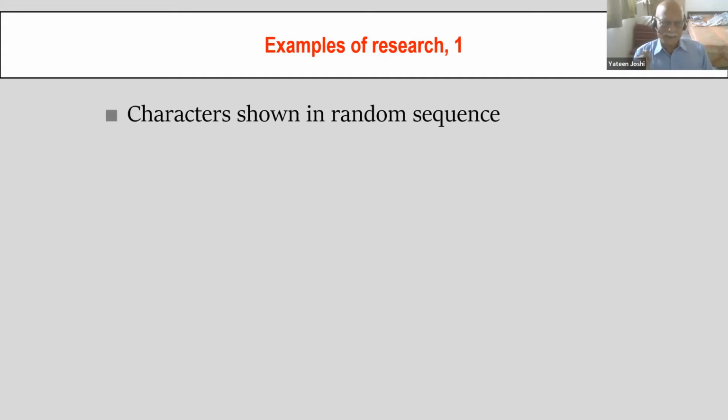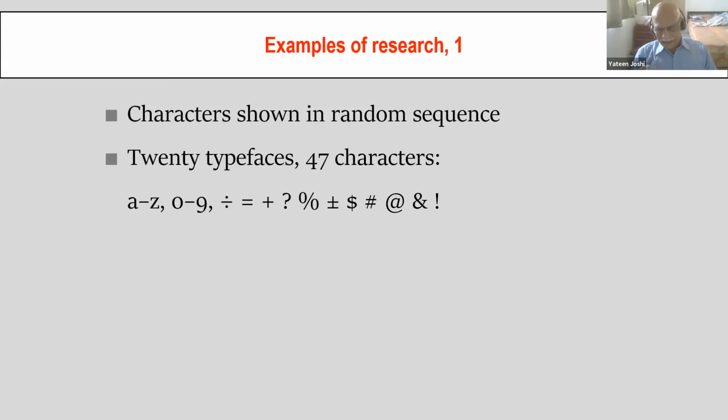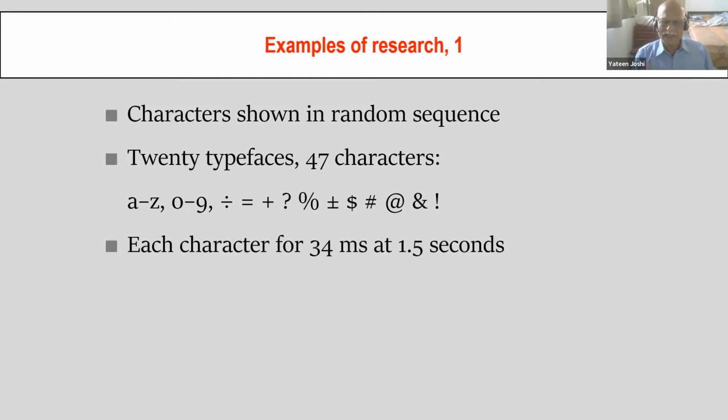That the experiment was to test the legibility of individual characters, and the variable was the typeface. So whether it is Verdana, whether it's Garamond, whether it's Times New Roman, whether it's Calibri, whatever. So there were 20 typefaces being tested, letters of the alphabet, numbers, mathematical signs, and a few others. And the idea was that each character would be displayed on the screen, and the subject would hit the corresponding key of the keyboard, a test of accuracy.